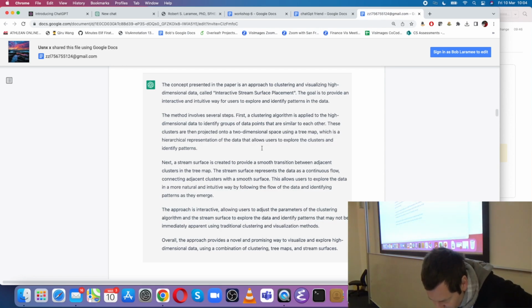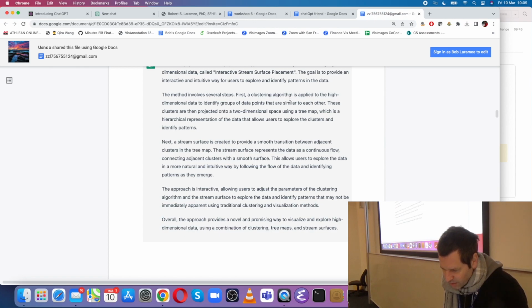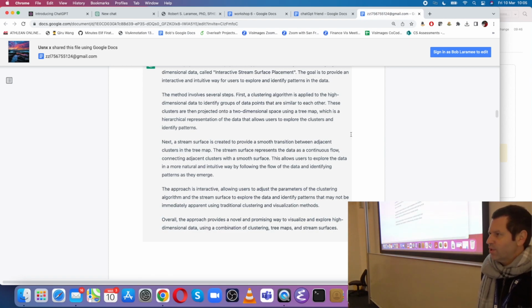The method involves several steps. First, a clustering algorithm is applied to the high-dimensional data to identify groups of... Okay, this is almost correct. I would say a clustering algorithm is applied to the flow data or the vector field data to identify groups of data points that are similar to one another. These clusters are then represented in a two-dimensional space using a tree map. Yeah, so it's almost correct.